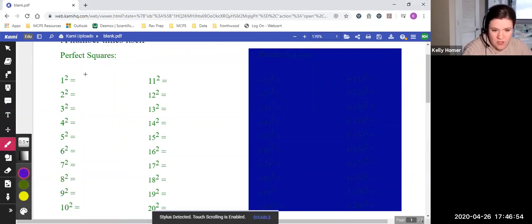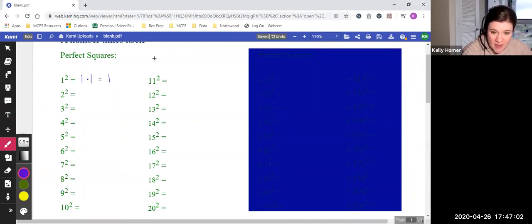I'm going to write this with different colors. So I'm going to say 1 times 1, which is 1. Okay, so the base is our bottom number, right? Our base here is 1, and it's always brought to an exponent. In this case, all of our exponents are 2 because we're talking about a square.